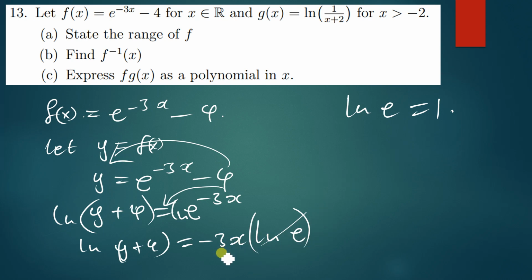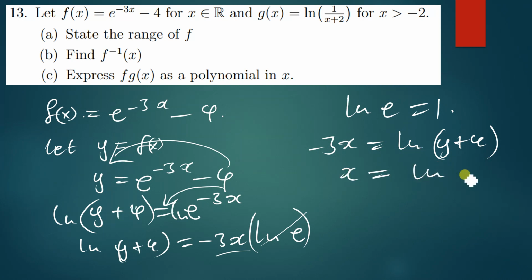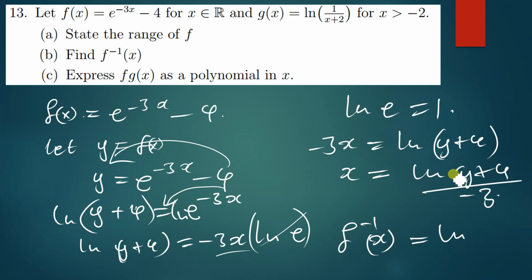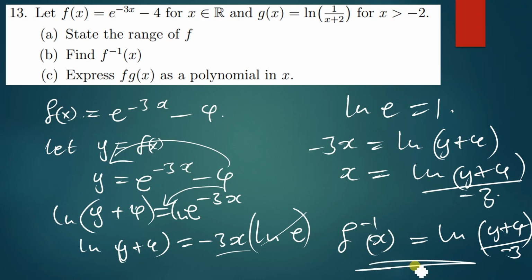So we make x the subject, so we're going to have -3x being equal to the ln of y plus 4. So the value of x becomes the ln of y plus 4 over -3. Hence, f inverse of x is simply ln of y plus 4 over -3. So this is what you get as your inverse. Alright, so we move on to the last question there.